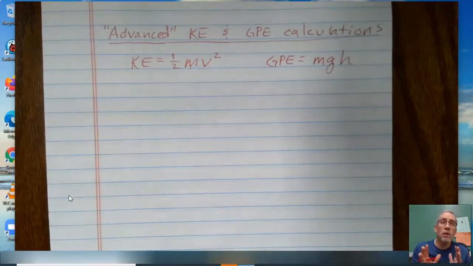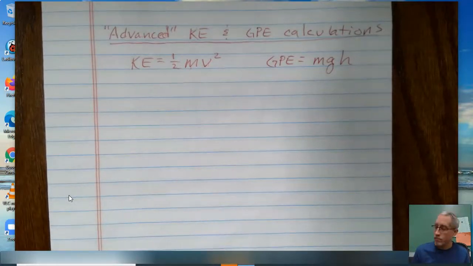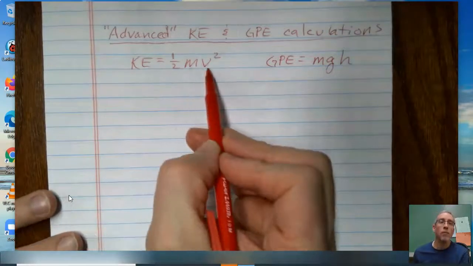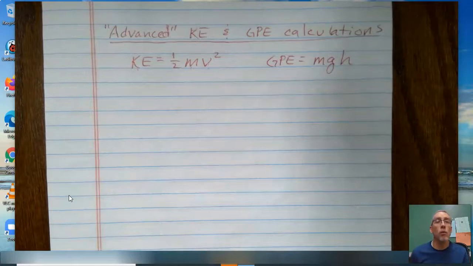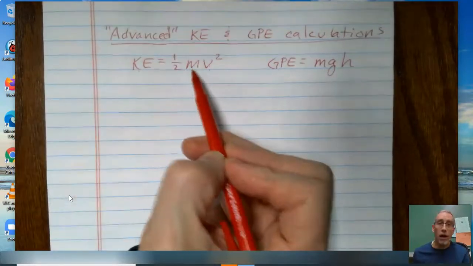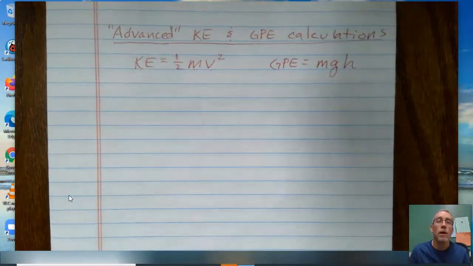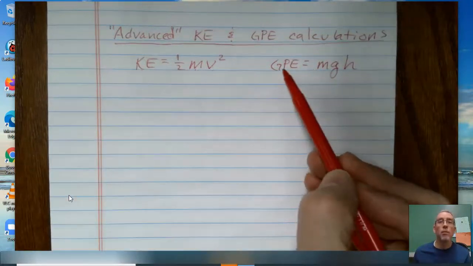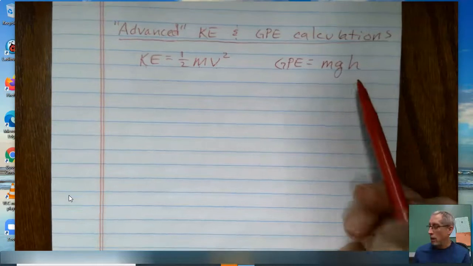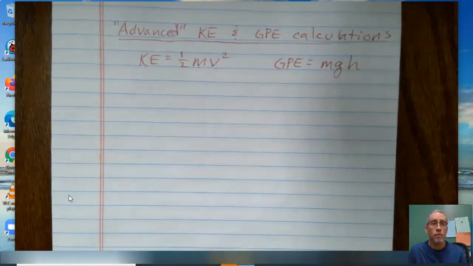So there's two things that I'm going to do to make these problems a little bit more advanced. Number one, instead of giving you M and V and having you find the kinetic energy, I could do a problem where I tell you how much energy you have, and then you figure out either the mass or the velocity. I'll show you a little extra math step that we do in those kinds of problems. Similarly, over here, I could give you the GPE, and you could calculate either M or G or H, as long as you have the other two.